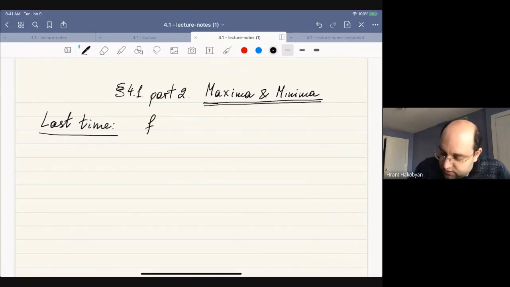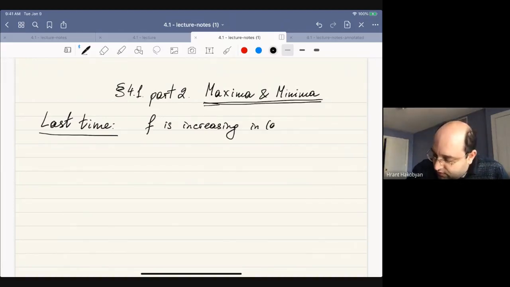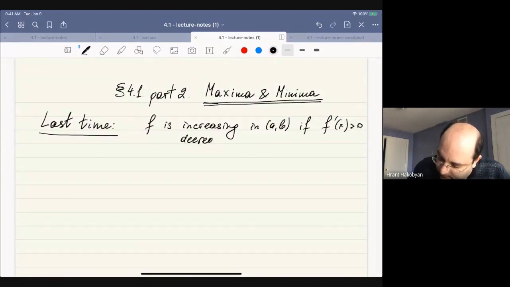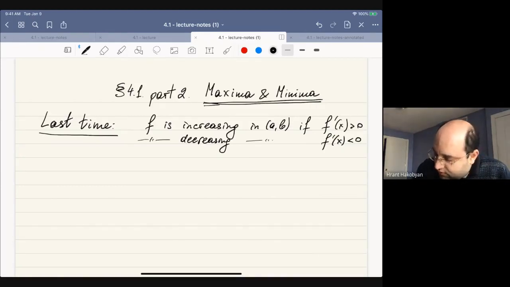So f is increasing in the interval AB if the derivative is positive, and f is decreasing if f prime is negative, right, in that interval. Okay, so that's what we did last time, and then we did several examples trying to find out where the function is increasing and decreasing.